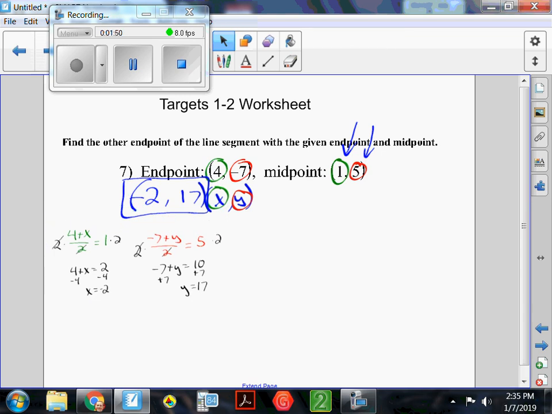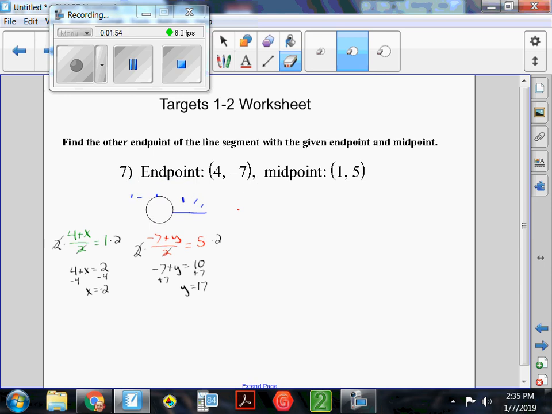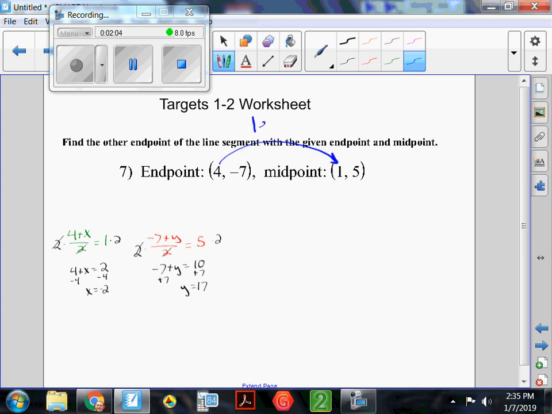Another way to do this problem is to think of it from a transformation perspective. So if I start at the endpoint and I'm trying to translate to this midpoint, to go from 4 to 1, I'd have to go left 3 or subtract 3. So if I subtract 3 again, 1 minus 3 is at negative 2.